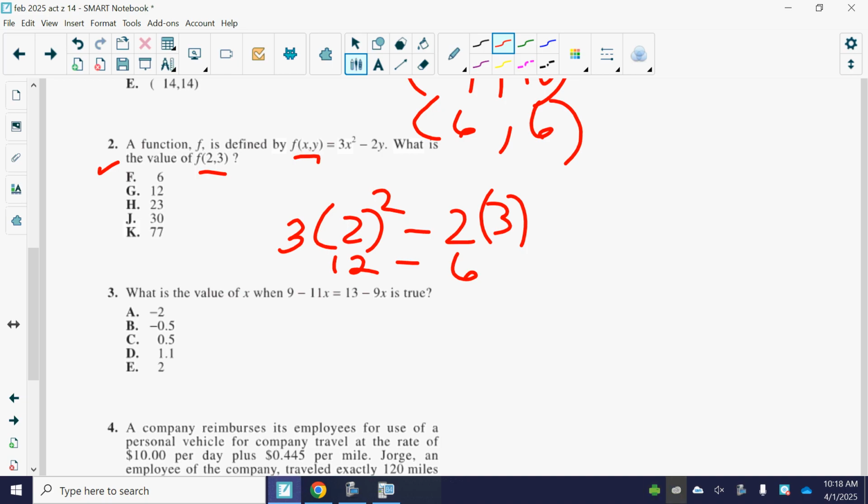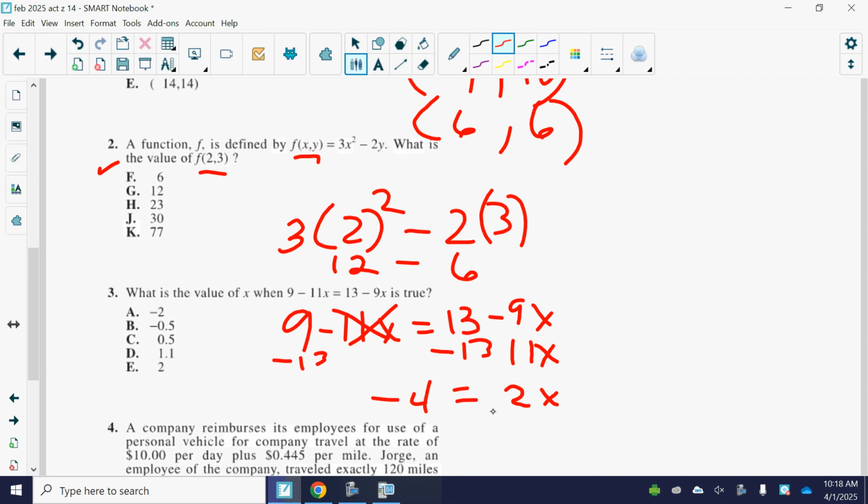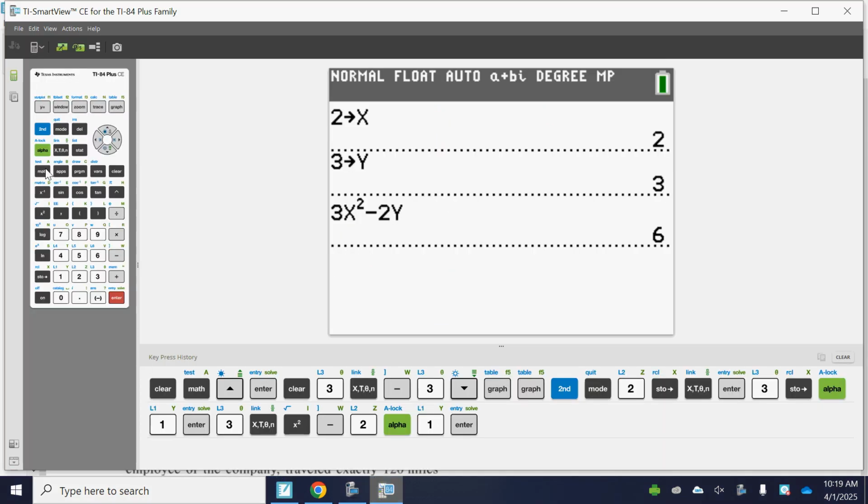Number 3, this would be an equation solver, and we've been over that a bunch in other tests. So I would add 11x to both sides and get 2x. I would subtract 13 and get -4. Divide by 2, x is -2. Answer A. And of course, who likes equation solver?